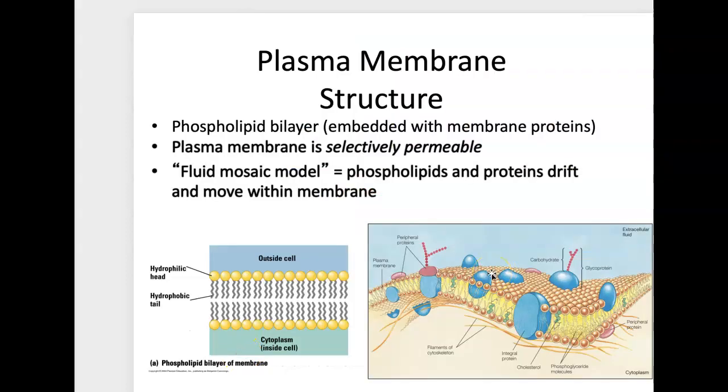Now, it's said to have the fluid mosaic model because it's always adrift. It's not in a constant location. So the proteins move all along, the phospholipids move. Remember, we have this cholesterol that sort of keeps everything together.